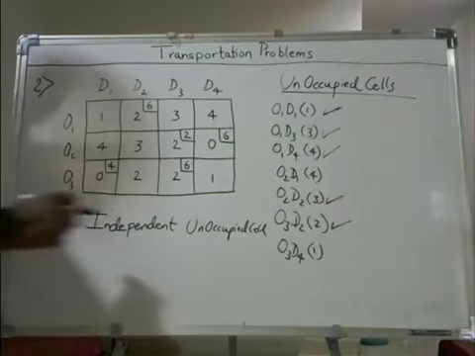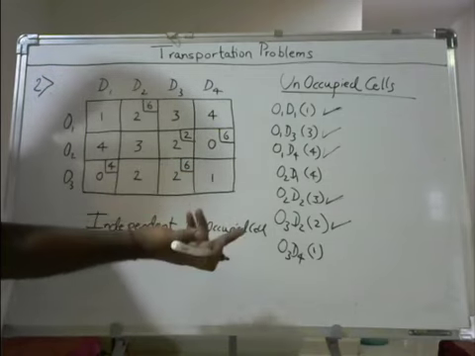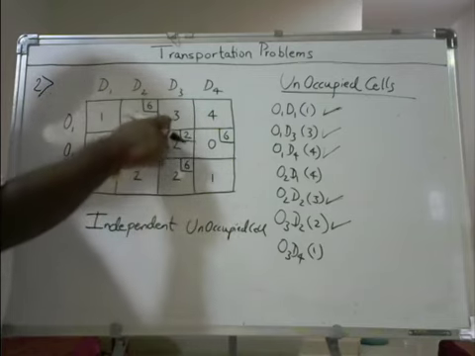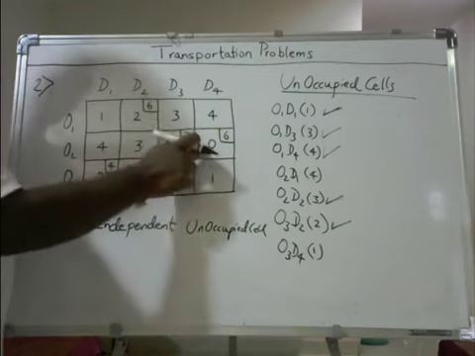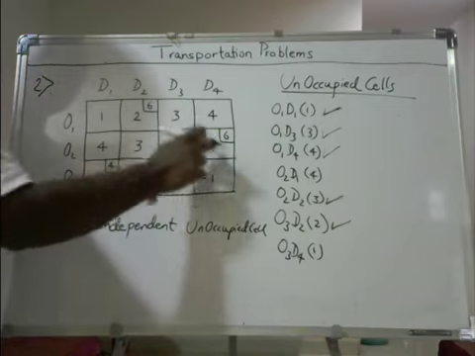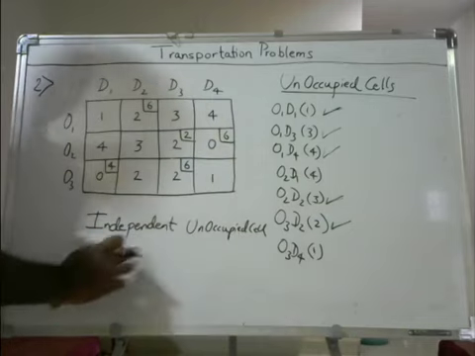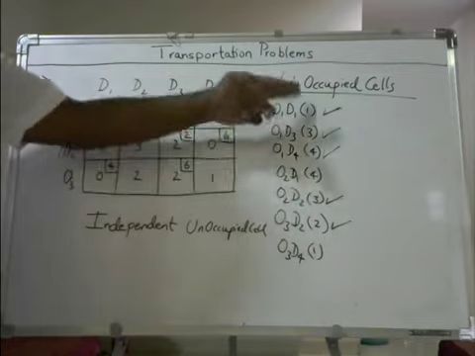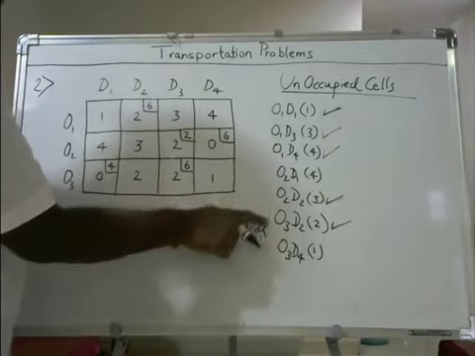Okay. Then the last one, that is O3, D4. You take any route you want. You go like this, you take a 90-degree turn, you take a turn here again, you can come back. That means if you go like this, you will go like this, and you can come back. So here it forms a closed loop either way. So that means that this is not an independent unoccupied cell. So out of these 7 unoccupied cells, we got 1, 2, 3, 4, 5.